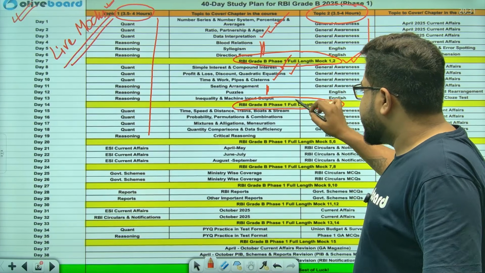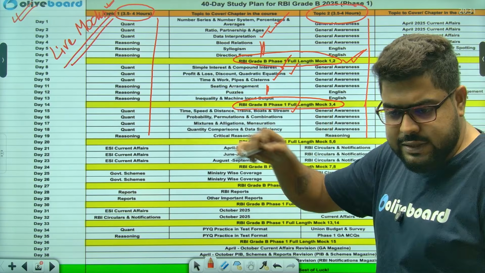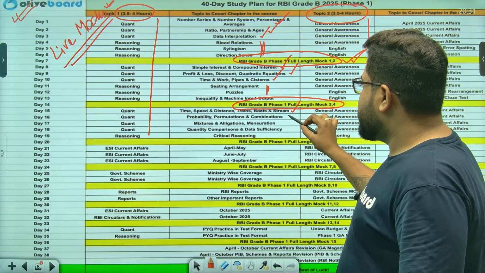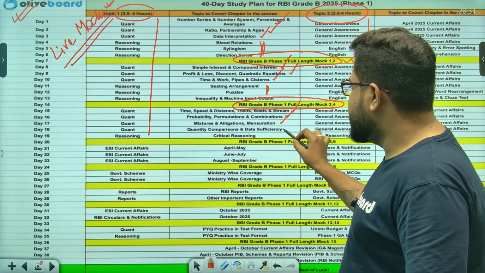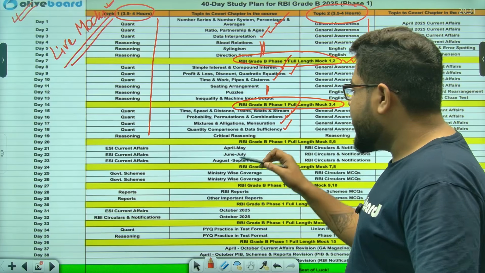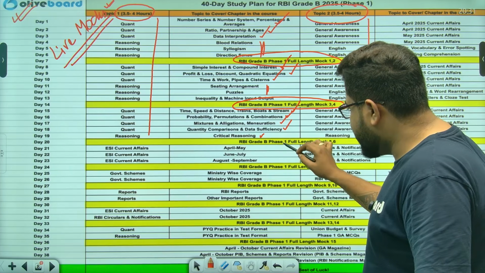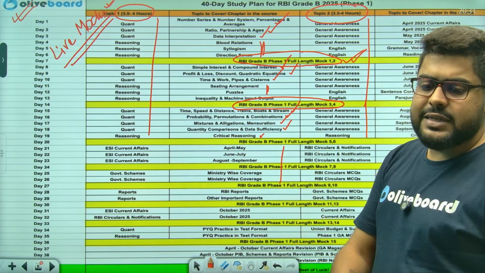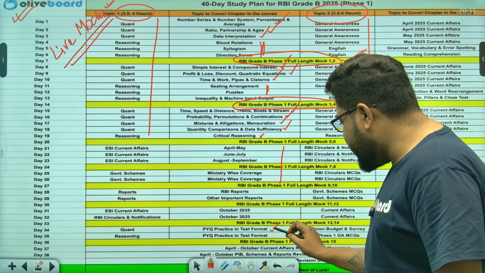Now, time, speed and distance, then the next topic, boat and stream, trains, the whole time, speed and distance part. PNC, probability, mixed allocation, and then comes QC and data sufficiency. And critical reasoning will be the reasoning topic for this. Now comes the ESI, government schemes part. And last, again, PYQ tests.